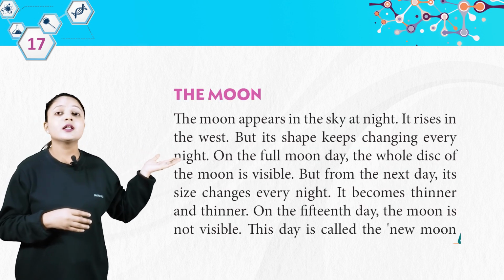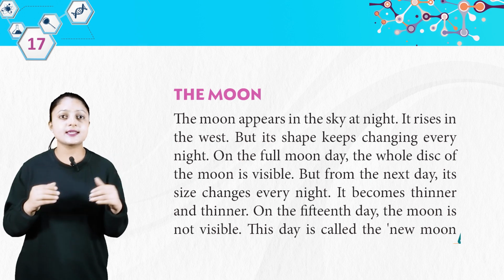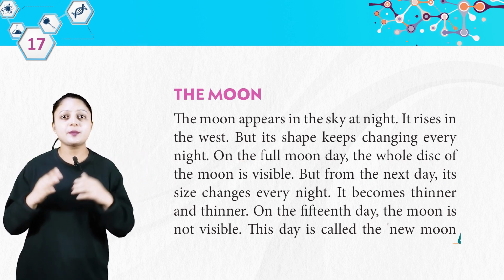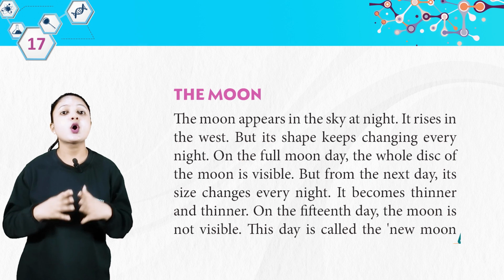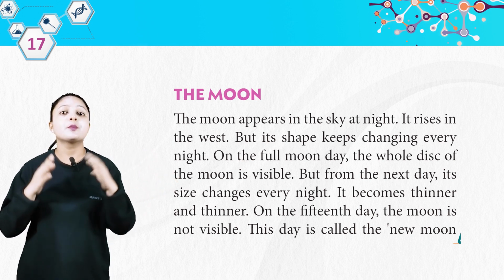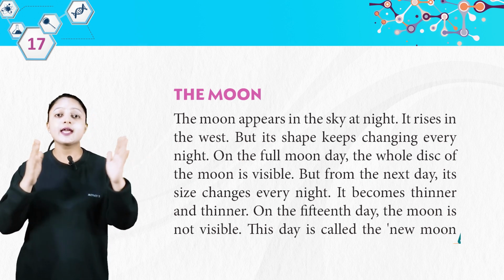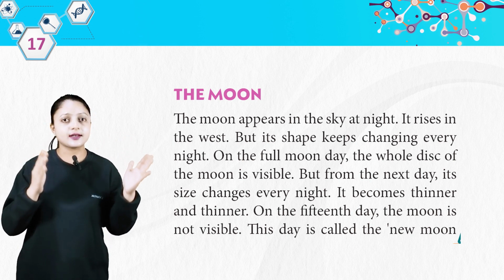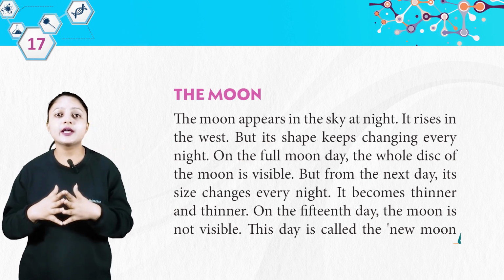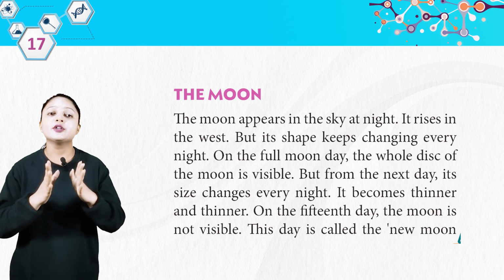The moon. The moon appears in the sky at night. It rises in the west, but its shape keeps changing every night. On the full moon day, the whole disk of the moon is visible, but from the next day, its size changes every night. It becomes thinner and thinner. On the 15th day, the moon is not visible. This day is called the new moon day.